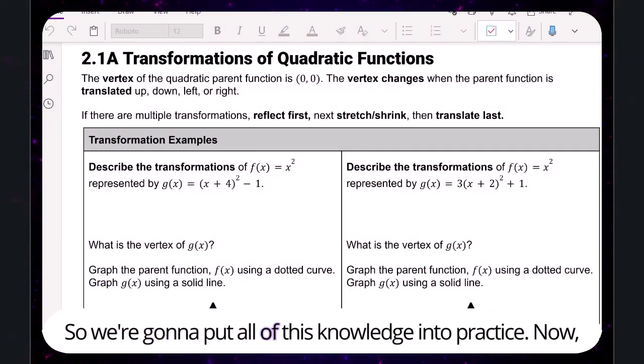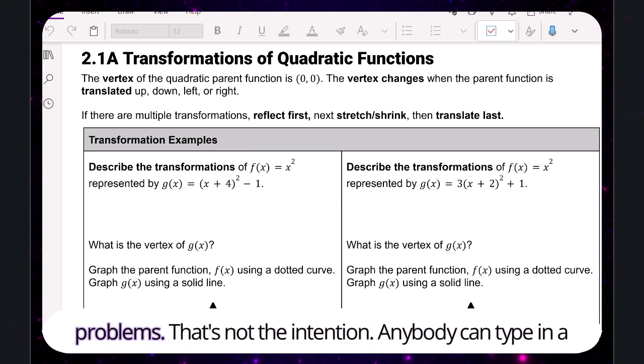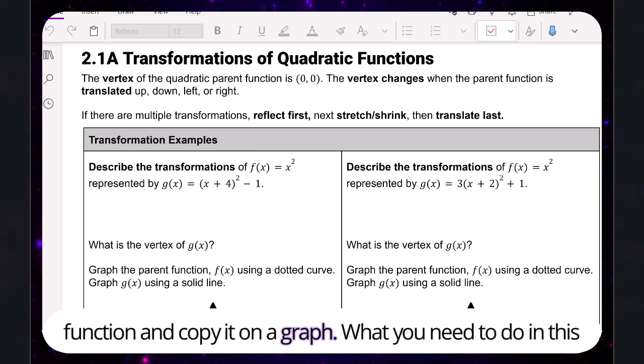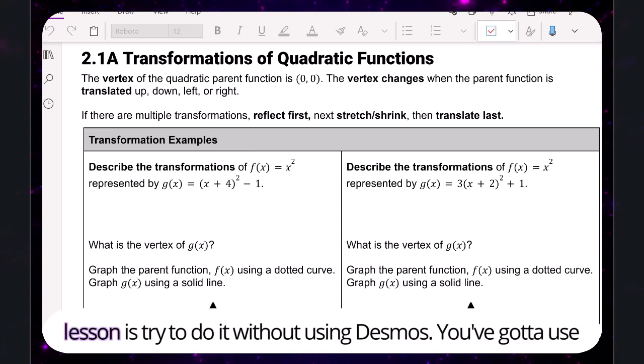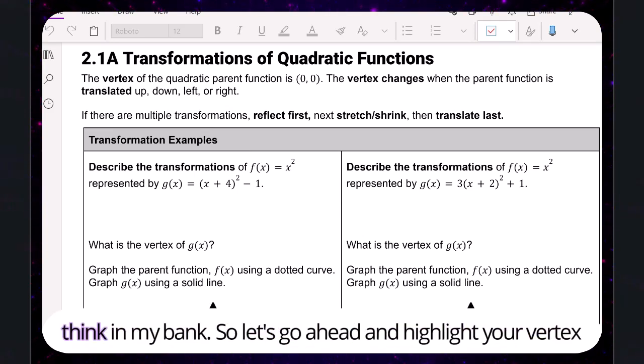So we're going to put all of this knowledge into practice. Now, you're not going to want to use Desmos when you do these problems. That's not the intention. Anybody can type in a function and copy it on a graph. What you need to do in this lesson is try to do it without using Desmos. You've got to use your transformations only. And it's a little easier than you think it might be.